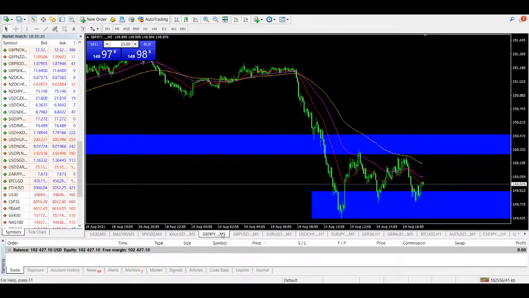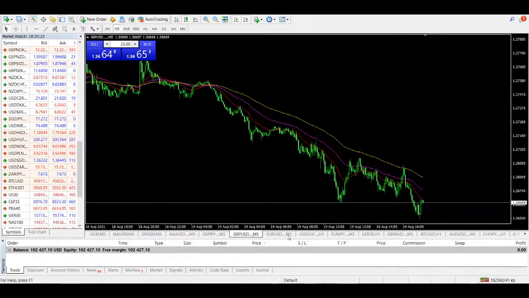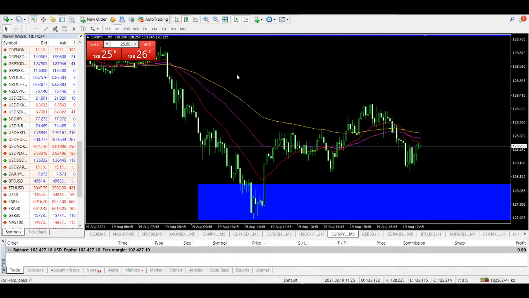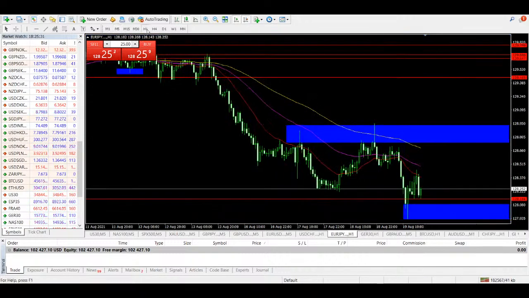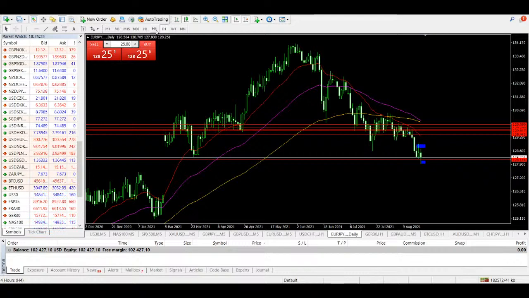So is pound yen going to go back up? Staying in the range. Euro JPY. That daily bar is pretty gross though.